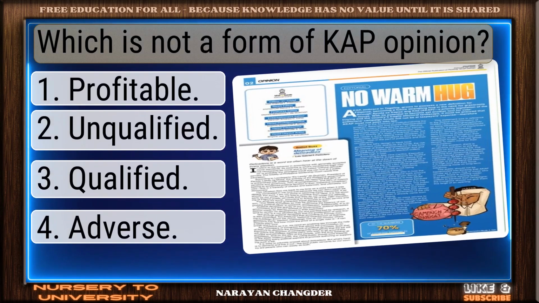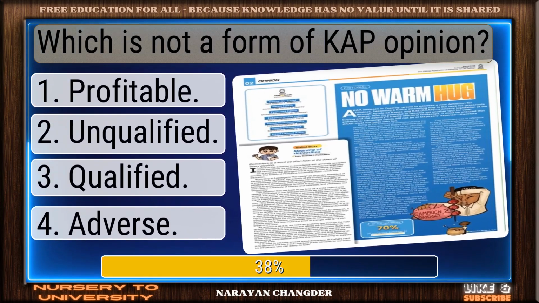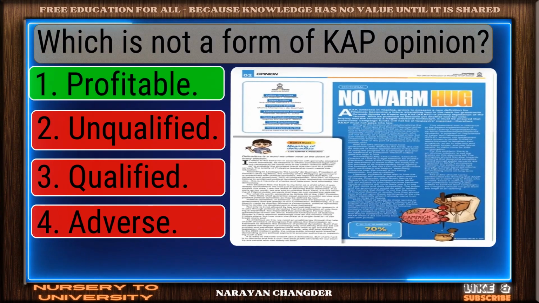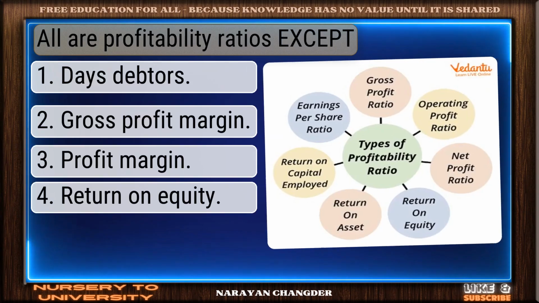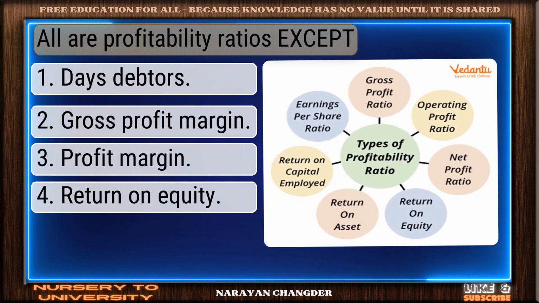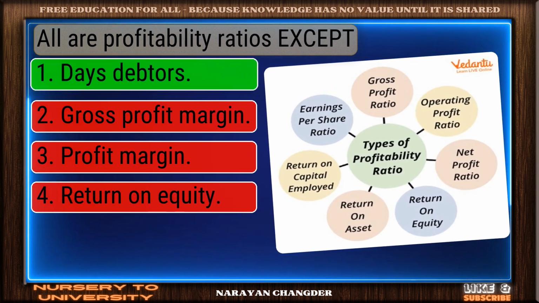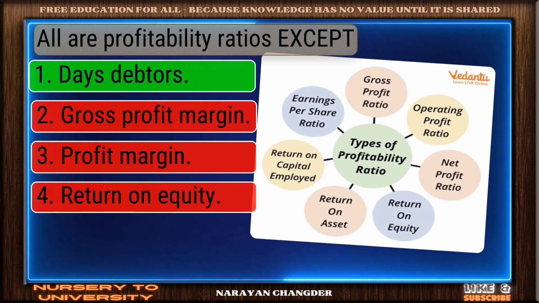Which is not a form of CAP opinion? Good job. Your answer profitable works well here. All are profitability ratios except. Bravo! Days debtors is the answer.